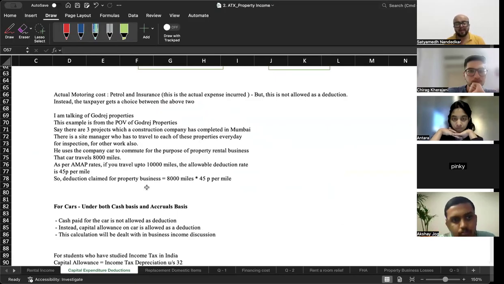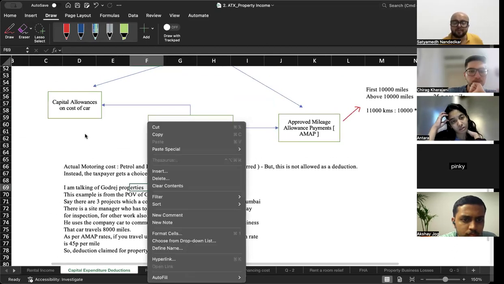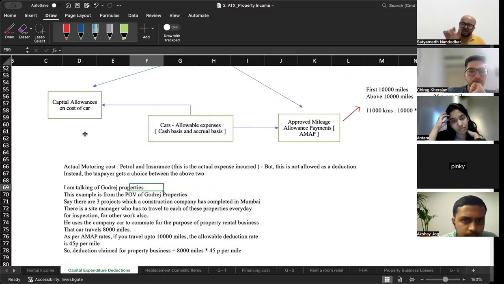Or you could claim the entire amount paid under other assets. In the case of a car, you can claim either AMAP rates or you can claim capital allowances. These capital allowances for car is always 18%. The rate will be given to you in the paper. Are you with me so far?